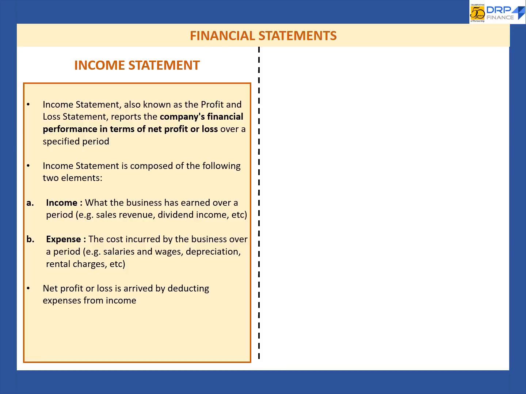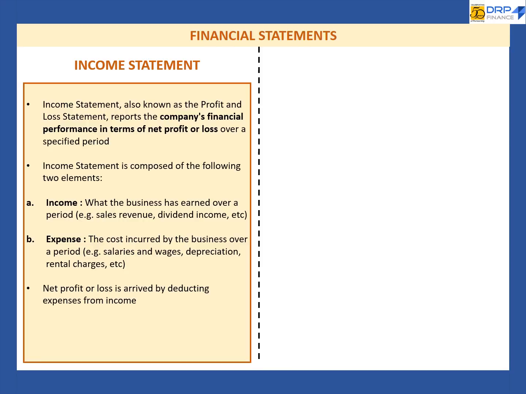The income statement is composed of the following two elements: income, what a business has earned over the period; and expense, the cost incurred by the business over a period. Examples: salaries and wages, depreciation, rental charges, etc. Net profit or loss is arrived at by deducting expenses from income.